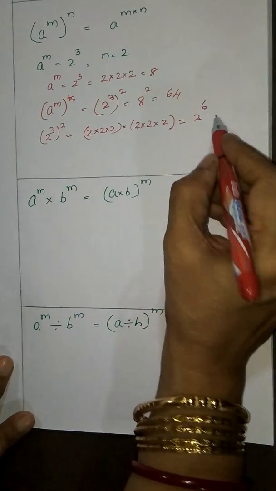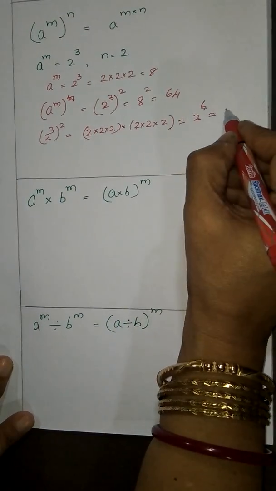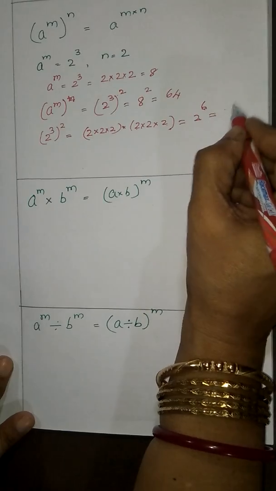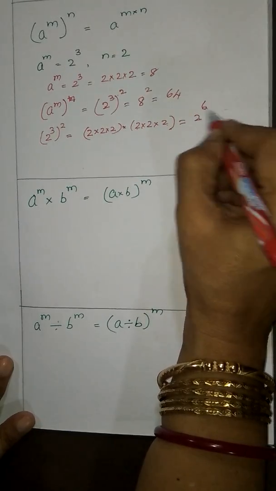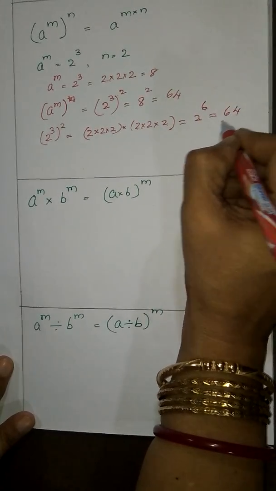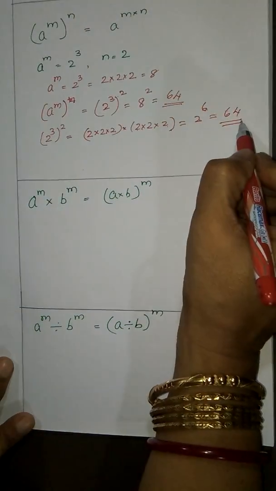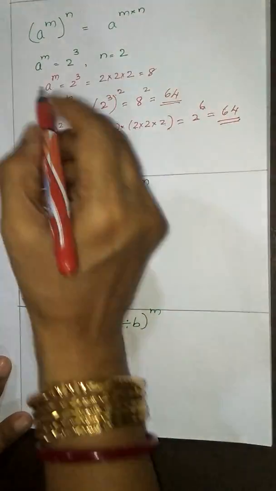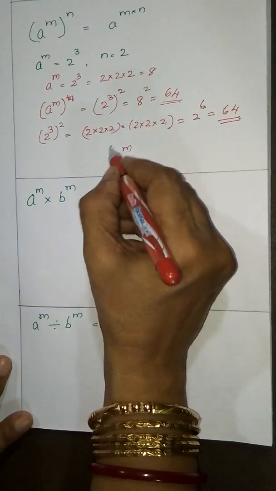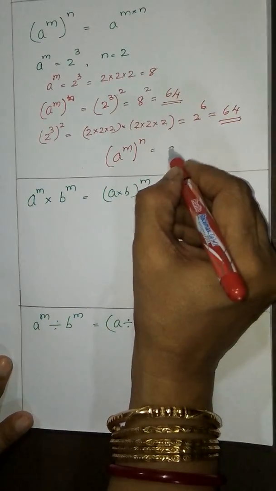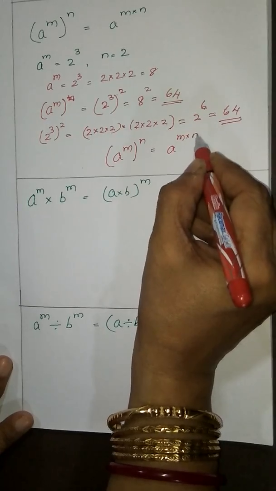is equal to, what is 2 to the power of 6? 2 to the power of 5 is 32. 2 to the power of 6, if you do, you will get it as 64. So here also you got 64 and here also you got 64. So a to the power of m, the whole to the power of n, is equal to a to the power of m into n.